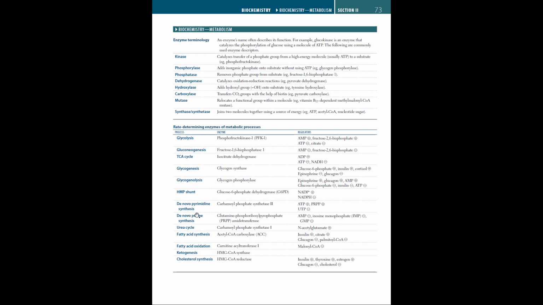De novo pyrimidine synthesis is carbamoyl phosphate synthetase 2. De novo purine synthesis is glutamine PRPP amidotransferase. Urea cycle is carbamoyl phosphate synthetase 1. Fatty acid synthesis is ACC, or acetyl-CoA carboxylase. Fatty acid oxidation, the rate-determining enzyme, is carnitine acyltransferase 1. Ketogenesis is HMG CoA synthase, and cholesterol synthesis is HMG CoA reductase.